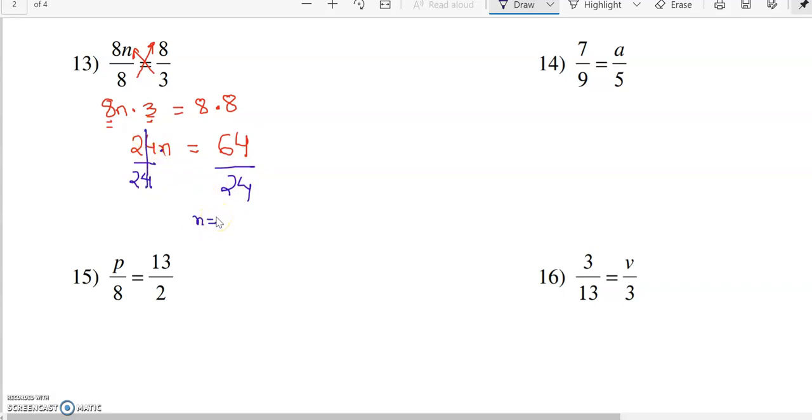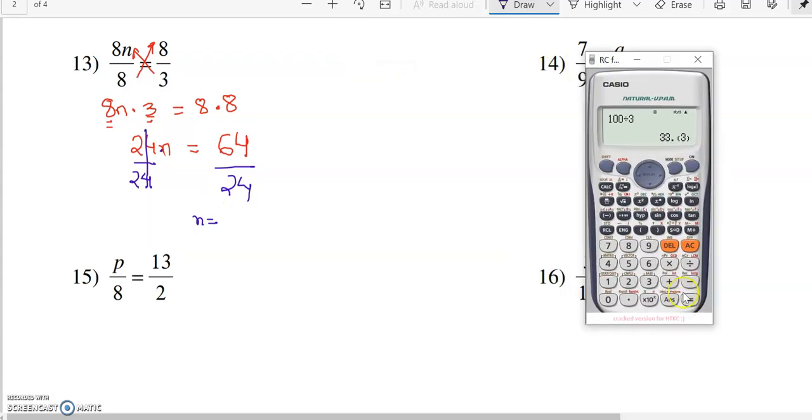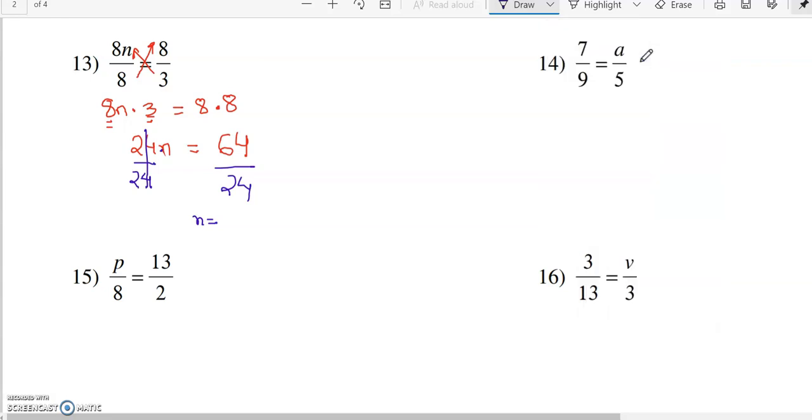64 divided by 24. Now I will again pull out my calculator over here. Alright, so I will erase this and I will use a fraction button. So this is your 64 divided by 24, and it gives me the answer 8 over 3. I can write 8 over 3, or I can write my answer in this form also. When you press this button, it gives you the answer 2.667 or 8 over 3. So we'll write 2.66. So n is equal to what? 2.66. That's your answer for this question.